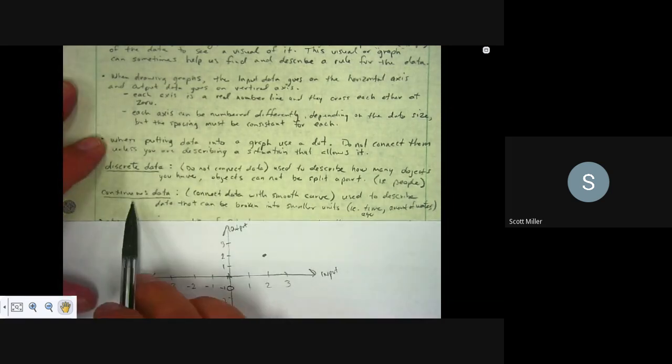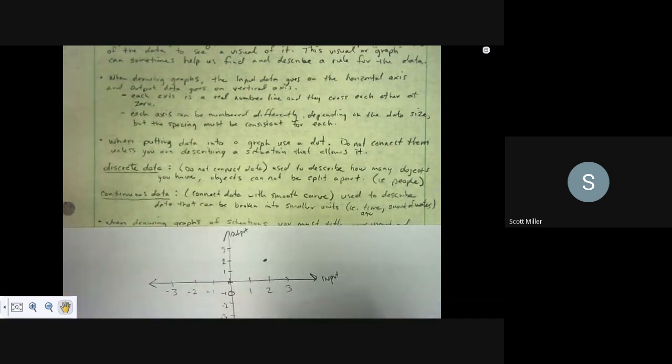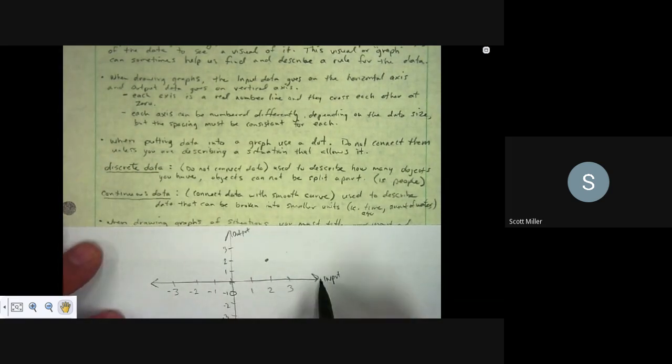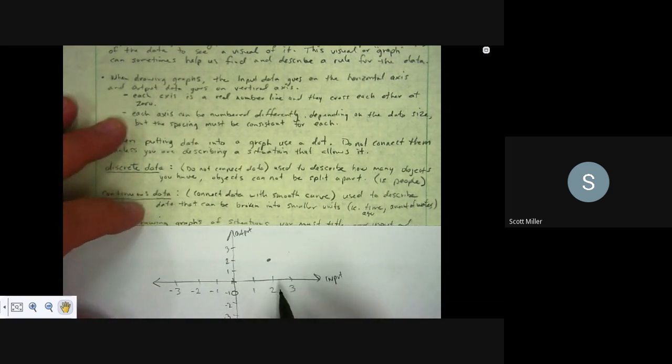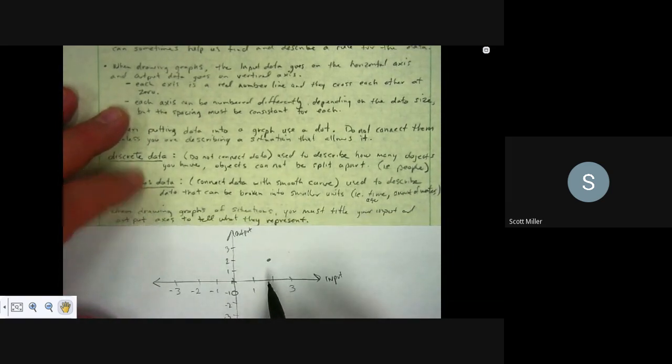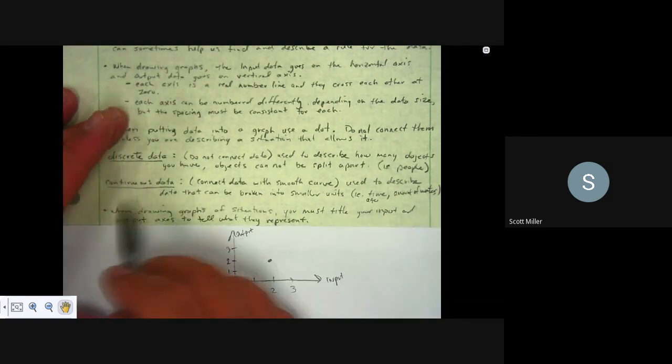Whereas in continuous, these are the ones where we do connect the dots. This would be stuff like time. I can have the little marks here represent seconds. But is there a half a second in time? We don't go through life just jumping from second to second. There is a smooth, continuous movement in time. So there are fractions of seconds and even really small parts of seconds and things like that. So a time graph would be an example of continuous data.